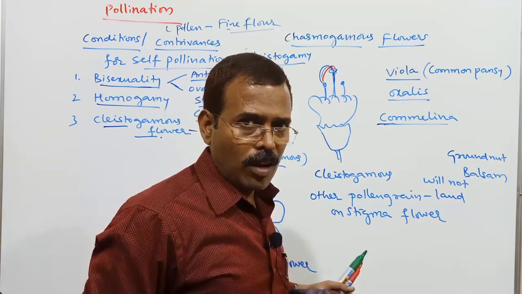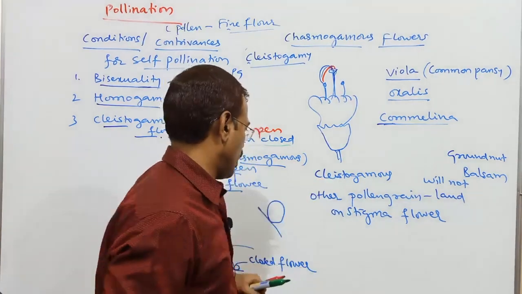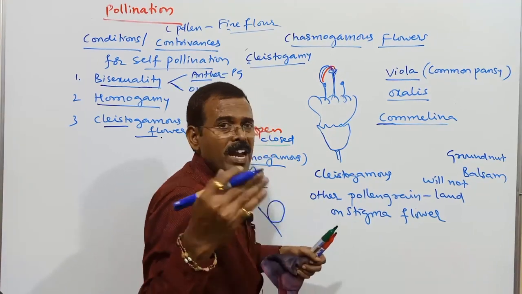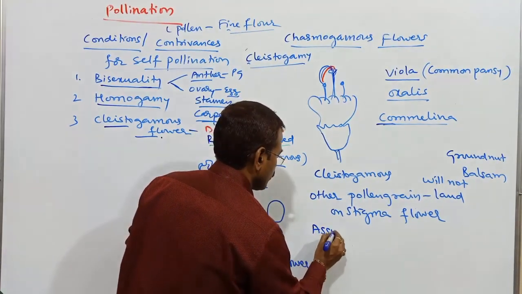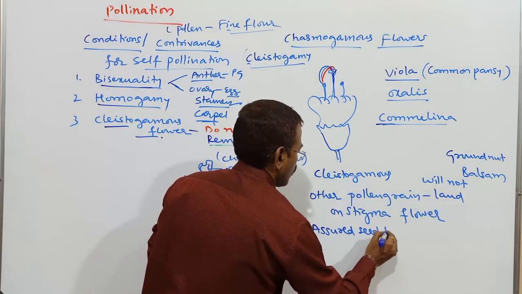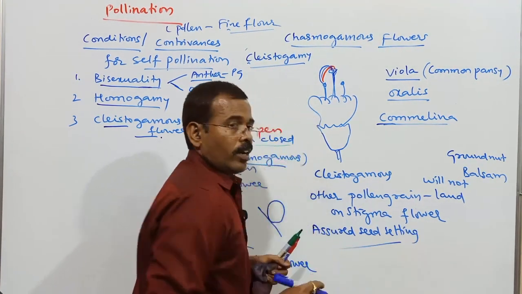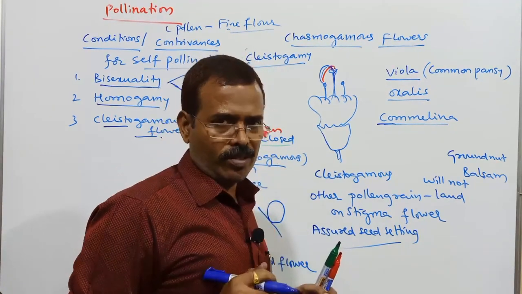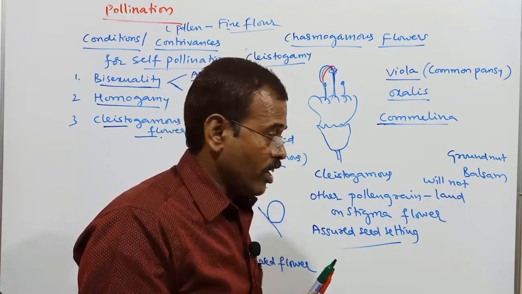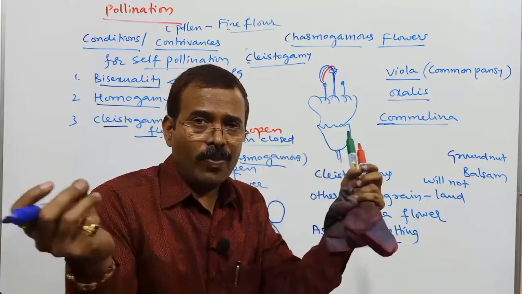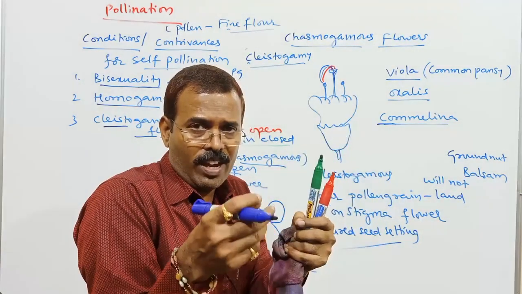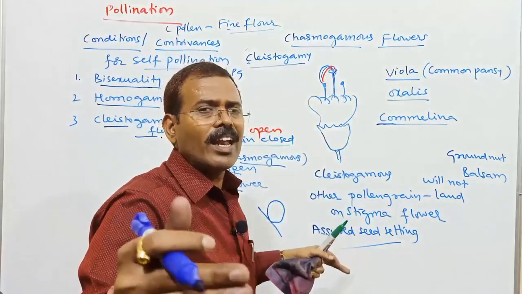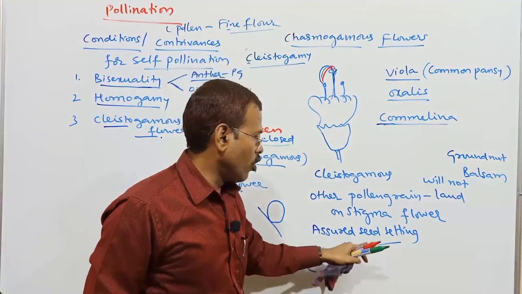See, in this cleistogamous flower which remains closed, what is the benefit or advantage? Assured seed setting is there. Assured seed setting means there is a guarantee of seed formation. Why is there assured seed setting? Because as the flower remains closed, anther and stigma are very close to each other. They can mature at the same time. That results in pollination, that is self-pollination. Pollination can lead to fertilization. After fertilization, there will be seed formation.